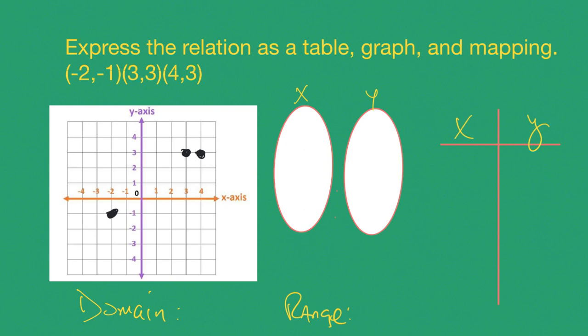Okay? So we have taken that relation, we've taken three ordered pairs of numbers, and we have plotted those onto a graph. We have now represented the relation as a graph. Okay? Questions there? Is everybody okay with that?